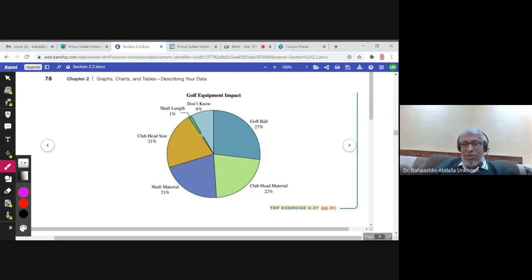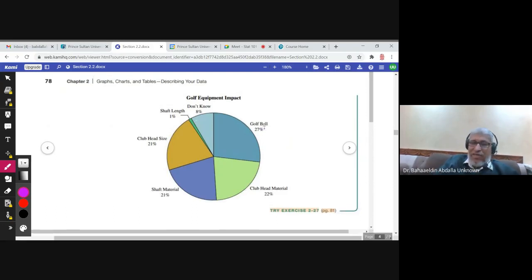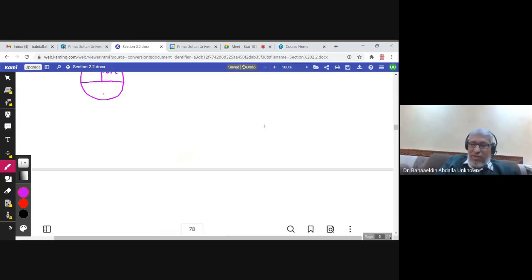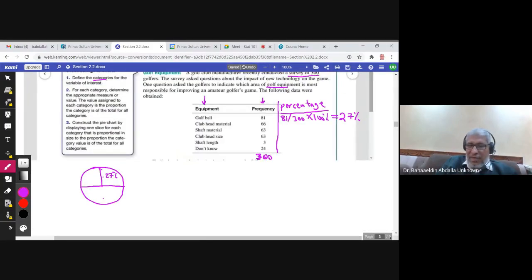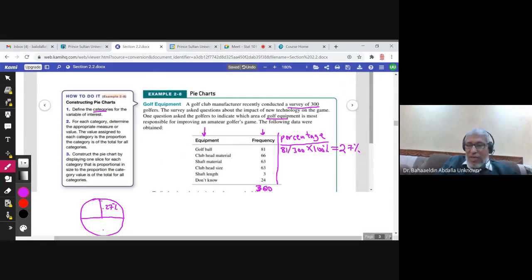Okay, you can put the 1% of shaft length here, maybe. It was better to put it here. So you have 50% for golf balls, club head material, and shaft length. And then you have the other 50% for the three other categories. Here 21, so they are similar, and here 8%. But this is how you divide the circle to make a pie chart.